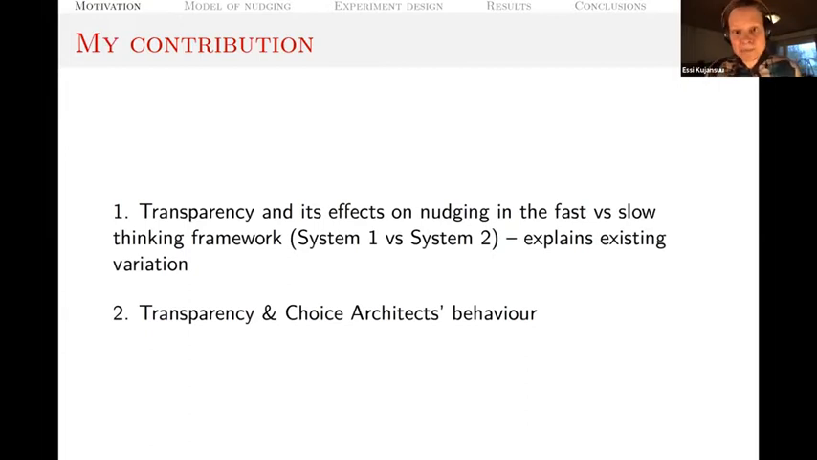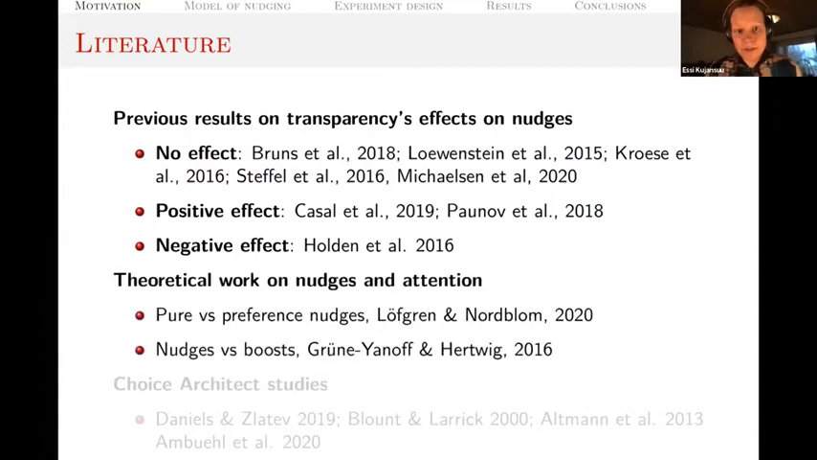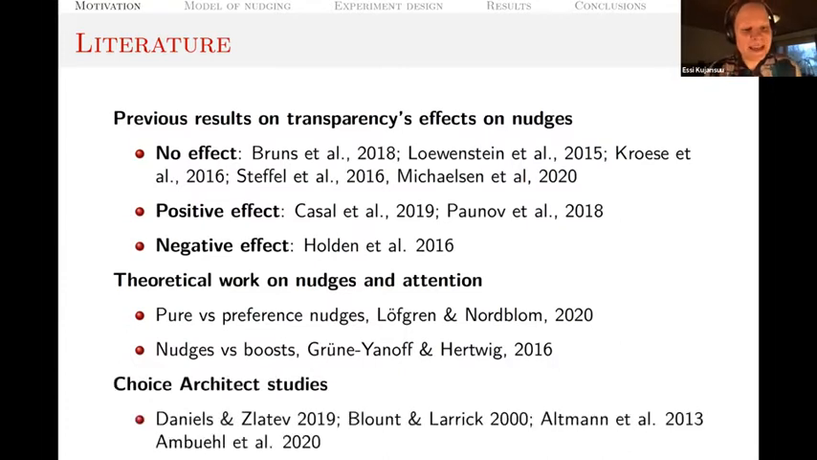How I contribute to the literature: I have a model that puts nudging into the fast and slow thinking framework, which you might also know as system 1, system 2 thinking. This explains some of the variation that already exists in the literature on this topic. Second, I look at transparency in the choice architecture literature that is growing. There are all kinds of results on transparency. There is some theoretical work on nudges and attention that is similar to mine, but reasonably different. And there are some choice architecture studies that I also contribute to.